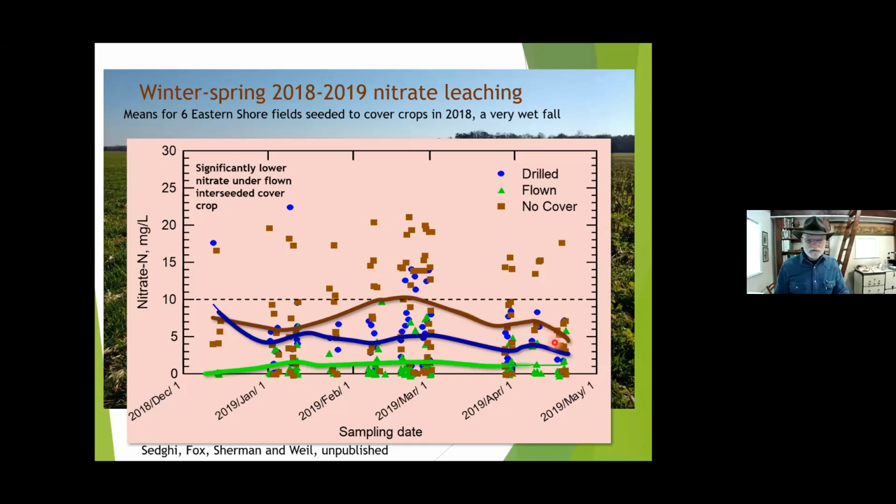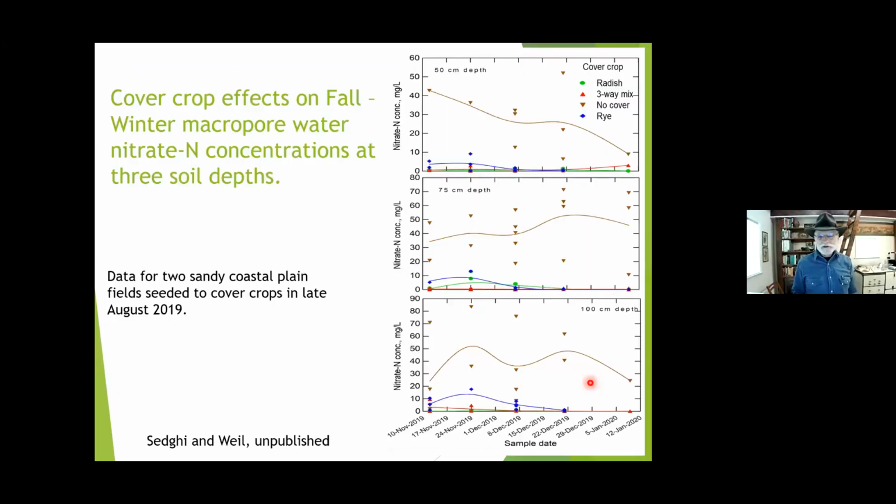And then where we flew it on early, and you got a good start on this. You can see there were the occasional higher value, but almost all of these were very low. So earliness is important. We've done this also in a number of years. That was a fairly wet year.